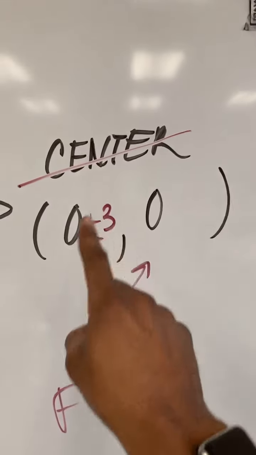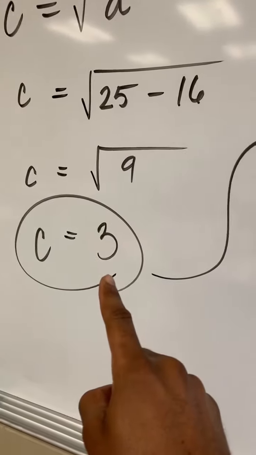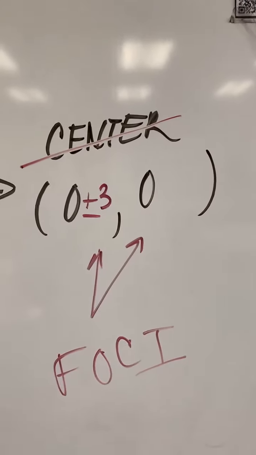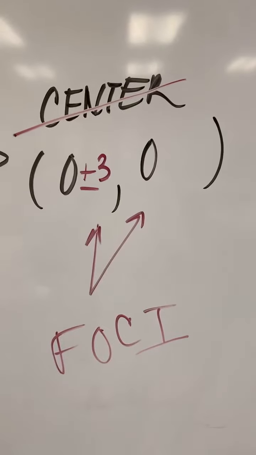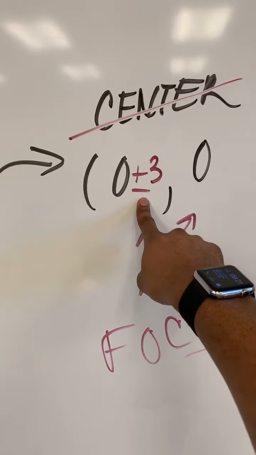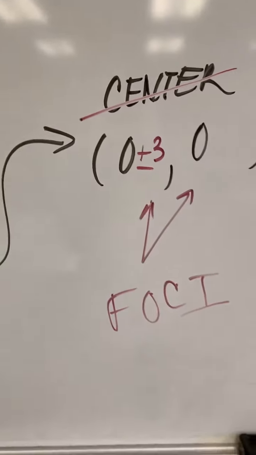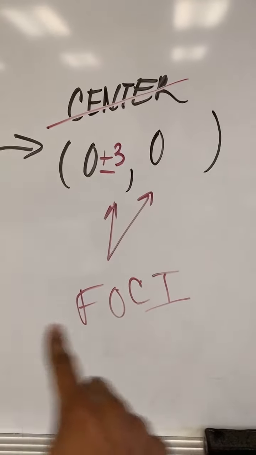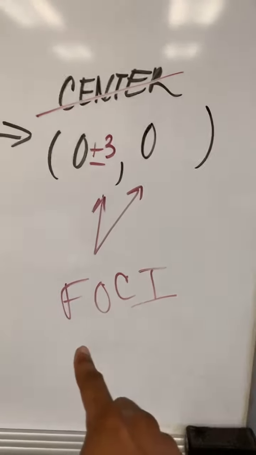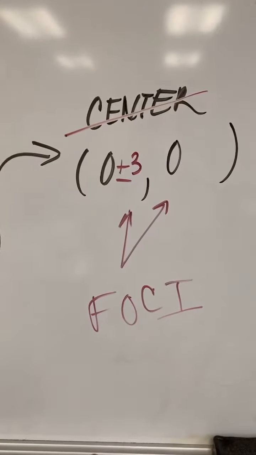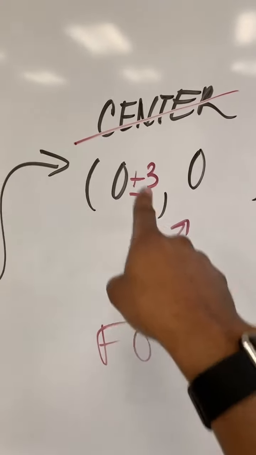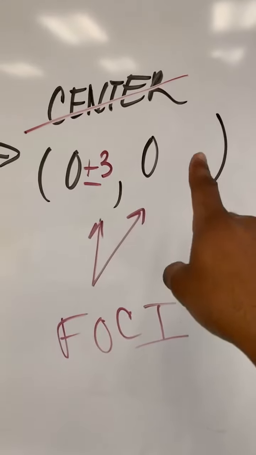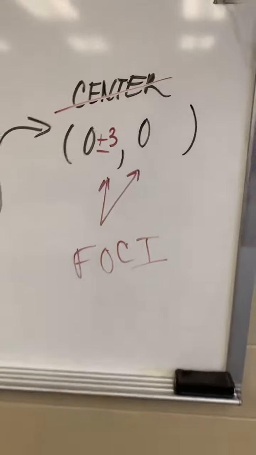Now, remember, I had a center at 0, 0, but this 3 has to go in here somewhere. And remember, our major axis was along the x-axis. So I do a plus or minus 3 on the x variable, and that lets me know that I have my focus points going side to side on my x-axis. Wherever your major axis is, that's where your plus or minus goes, all right? So plus or minus 3 on the x variable instead of the y variable. And that's how it works.